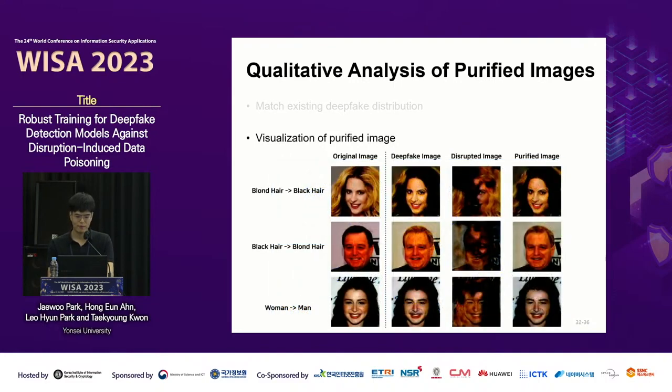Next, let's see if we did a good job of creating a deepfake of the purified image. You can see that each row of images has been changed to black hair, brown hair, and male. Each column shows the original image, deepfake image, disrupted image, and purified image. You can see that the disrupted image does not generate a deepfake well due to the addition of a lot of black color, while the purified image generates a deepfake well.